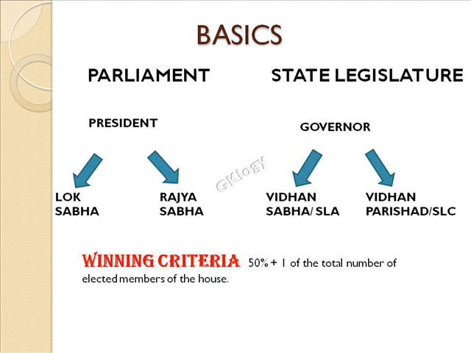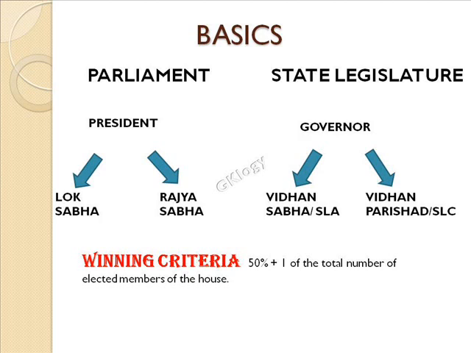The second word which you all need to know is state legislature. It consists of the governor, Vidhan Sabha or the State Legislative Assembly, which is the lower house, and Vidhan Parishad, which is the State Legislative Council or the upper house. Now, governor is the representative in the state, appointed by the president to manage the affairs of the state. Out of the 29 states of India, only 7 states have the upper house, which is Vidhan Parishad. And the rest of the 22 states have only a single house, which is Vidhan Sabha.